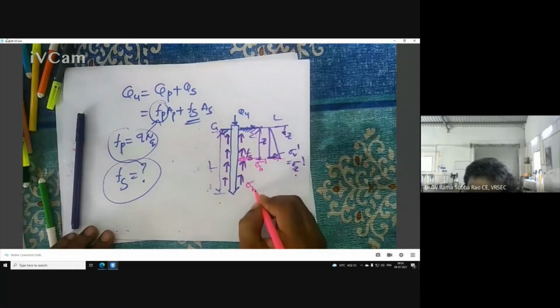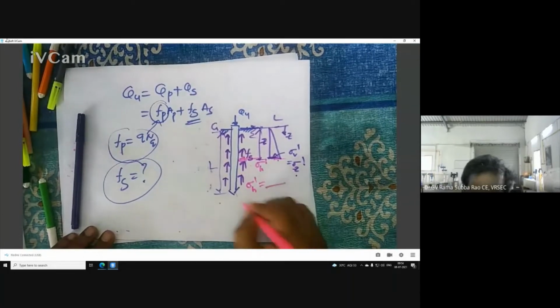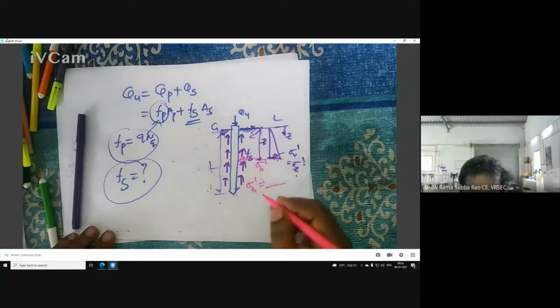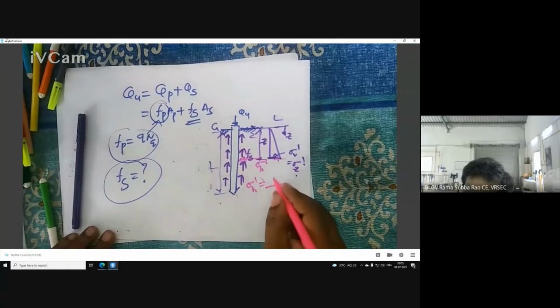How to convert to sigma H, how to calculate horizontal stress, what I call lateral pressure. Can anyone tell me what I have to multiply now?